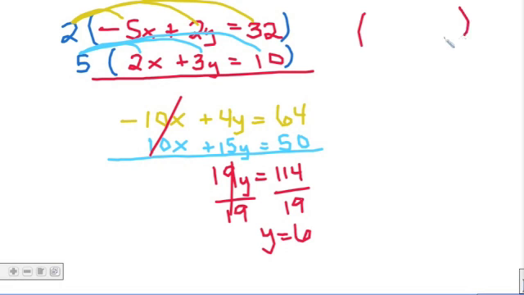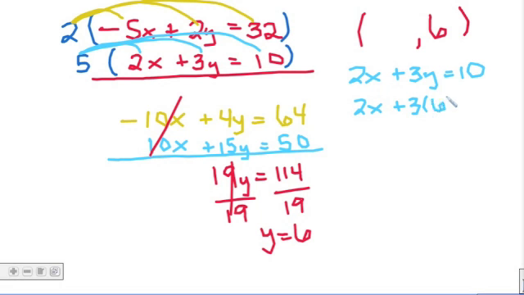So my first coordinate point, y is going to equal 6. Now, we just go back up and pick one of the equations, one of the originals. All right, no more elimination, and just plug it in. So let's pick the bottom one. 2x plus 3y equals 10. Now instead of y, I'm going to put in 6. 2x plus 3 times 6 equals 10, which comes out to 2x plus 18 equals 10.